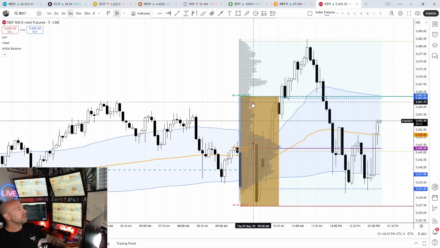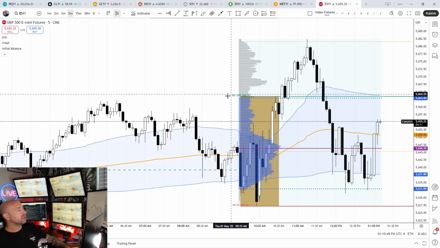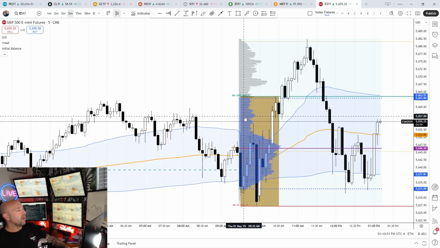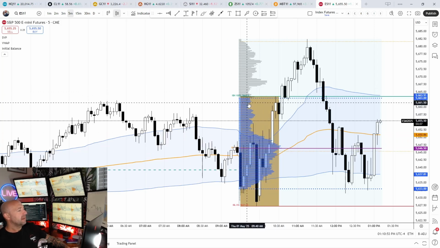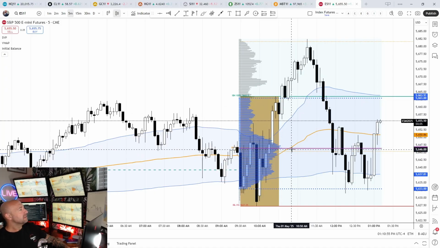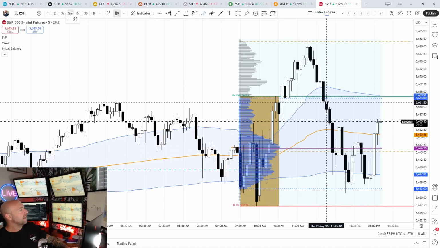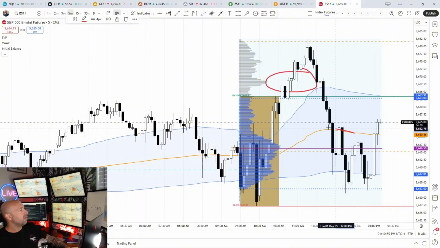But these aren't just indicators. These are auction lenses. They tell us where price is being accepted and where it's likely to revert or extend. Extension or revert.